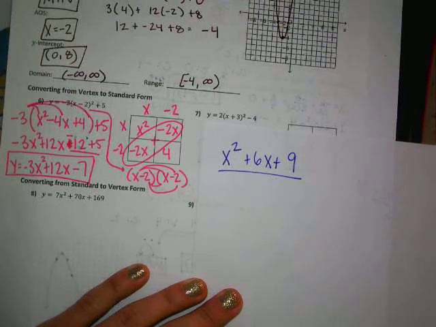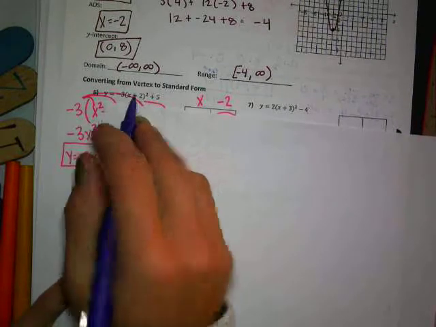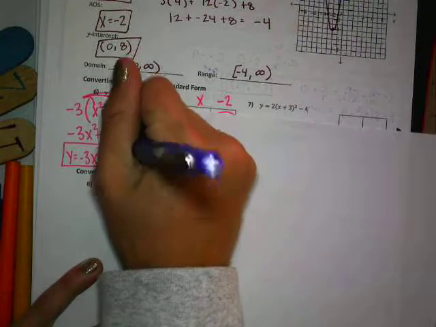All right, so let me show you over here with this one that we already did. x minus 2. So x squared is x squared.